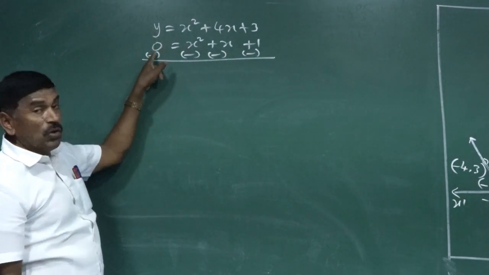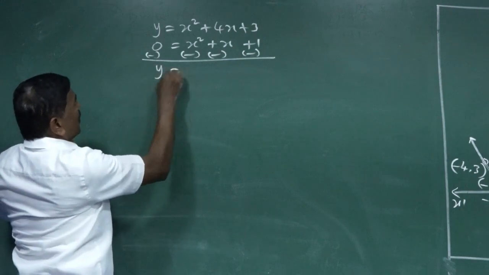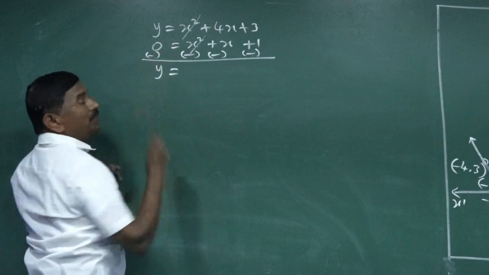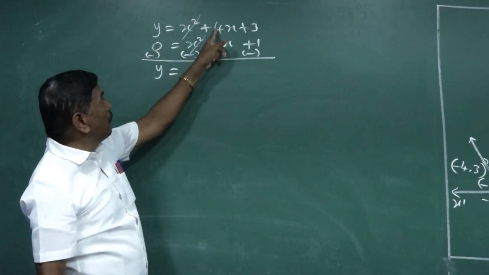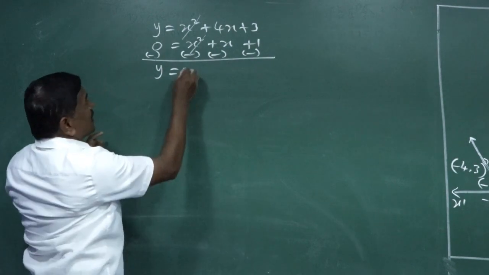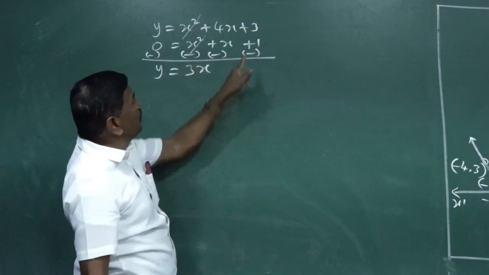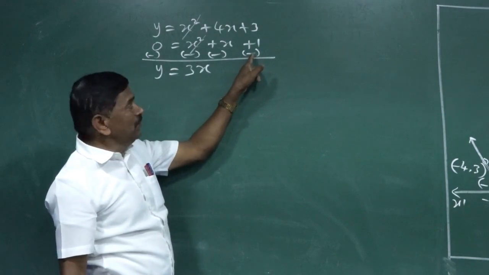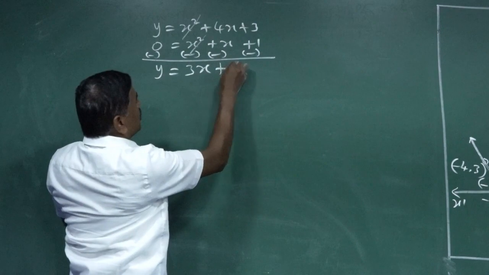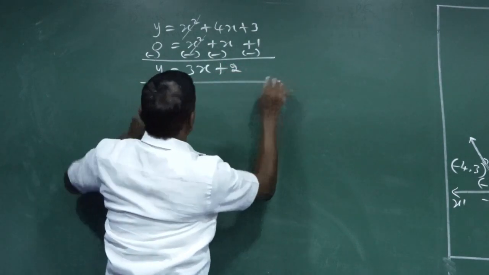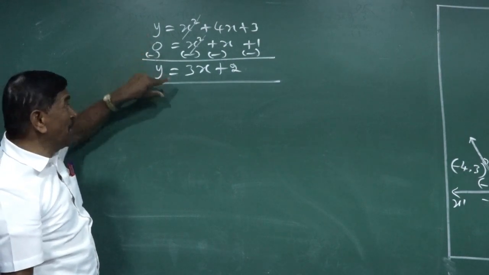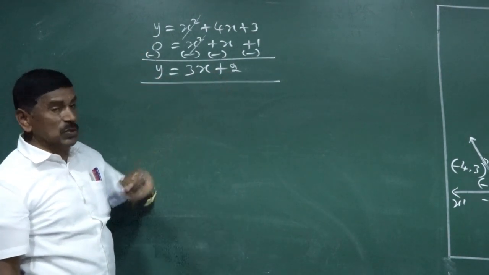Good. y minus 0 equal to y. Equal to plus x square minus x square, cancel. Next step. Plus 4x minus 1x. What is your answer? Good. 3x. Plus 3 minus 1. So 3 minus 1 equal to? Yes, 2. That's all. Now listen. Take y equal to the one equation. Next 0 equal to the second equation. Subtract. We get y equal to 3x plus 2.